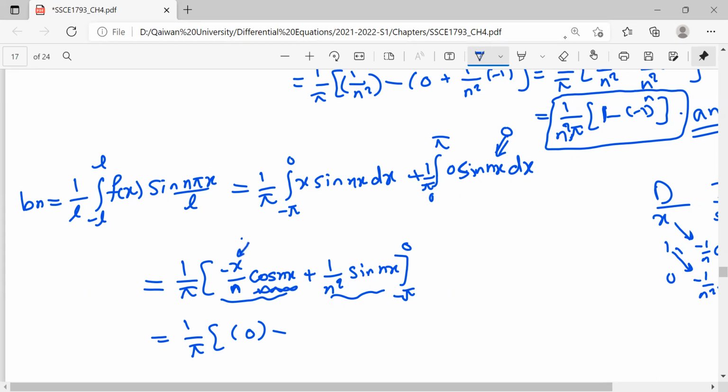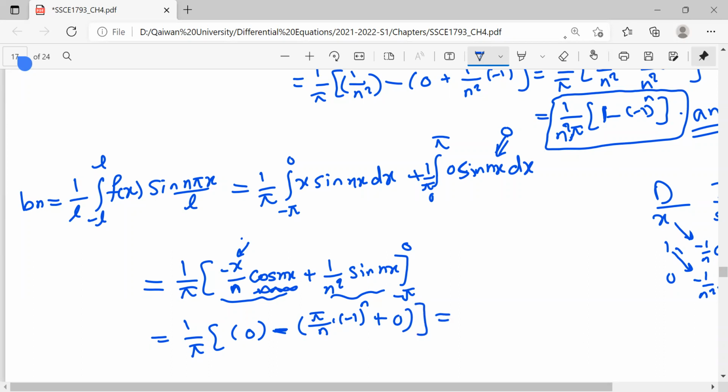And we replace this x by negative pi, we get pi here. We get pi over n times minus 1 to the power n. Then plus 1 over n squared sine n pi. Sine n pi is 0. Yeah, this becomes 0 when we replace x by pi. We get sine n pi. Sine n pi is 0 because it's on the horizontal axis.